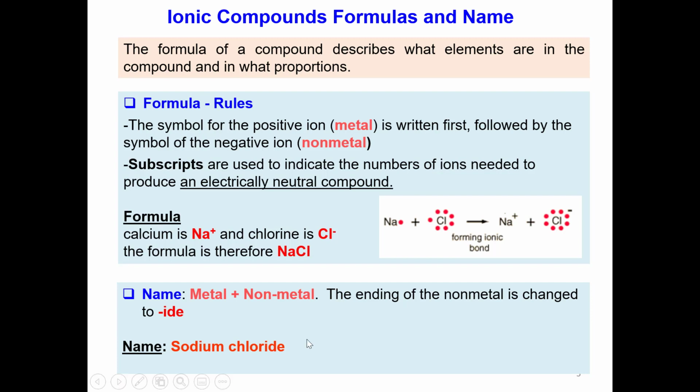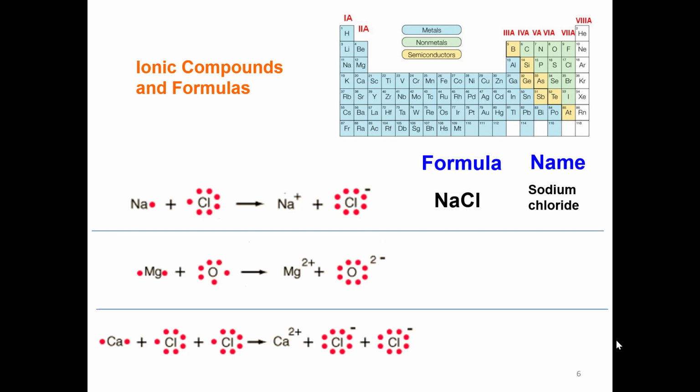The rule is we write first the name of the metal and then the name of the non-metal. But in the case of the non-metal, the ending is changed to "ide". Then the name of this compound will be sodium, and the second part will be chloride, not chlorine. So we need to change chlorine to chloride. Let's see 2 more examples.